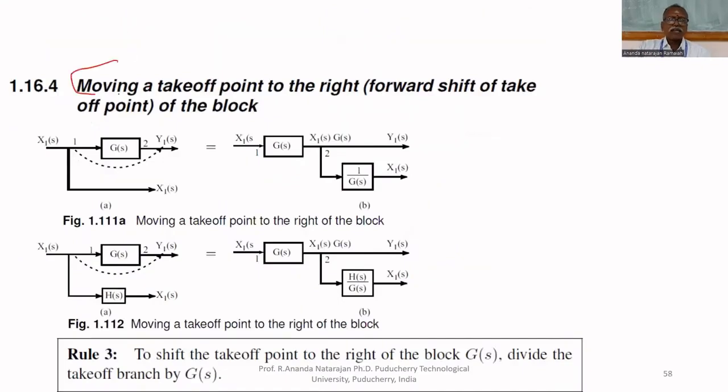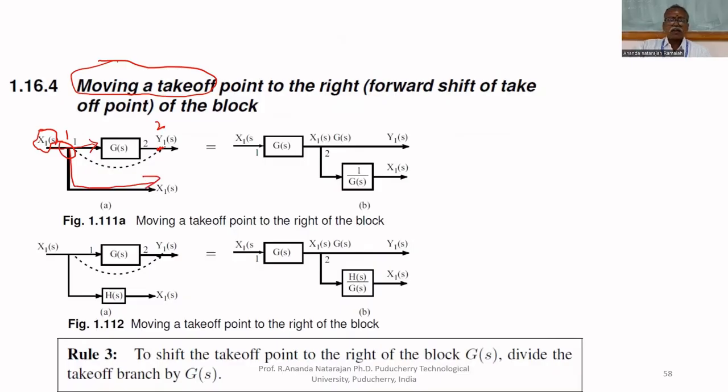So, moving a takeoff point or takeaway point to the right. I want to move this takeaway point or takeoff point from point 1 to point 2. Then only I can reduce the block diagram. If you want to move that, what is the problem here? This x1 signal is coming through this line to G1, and the same x1 is going through this also.